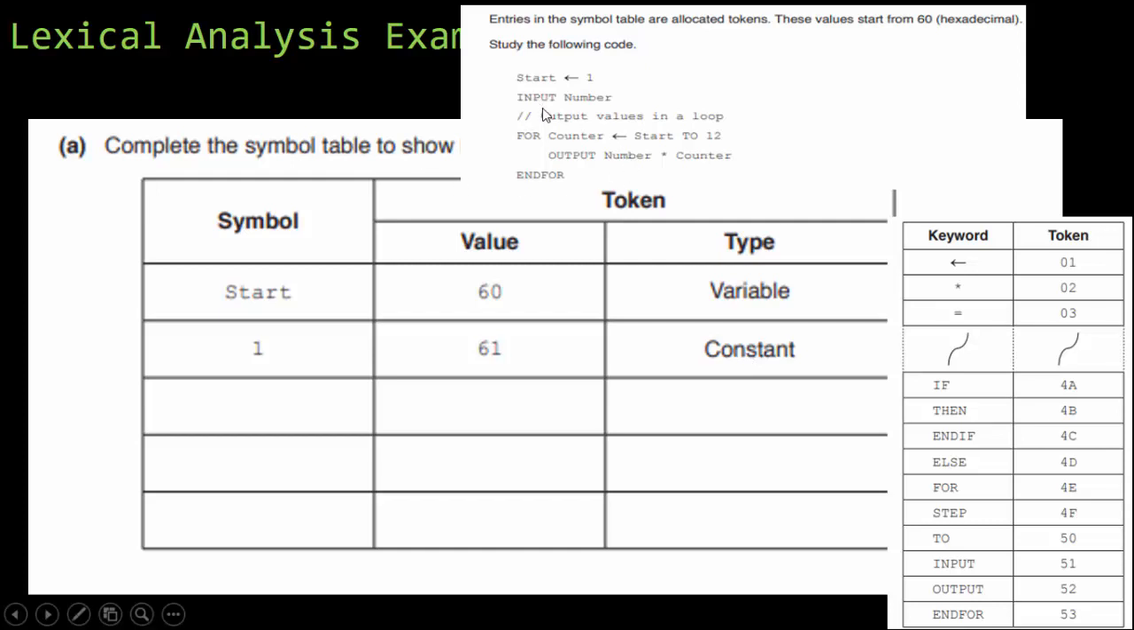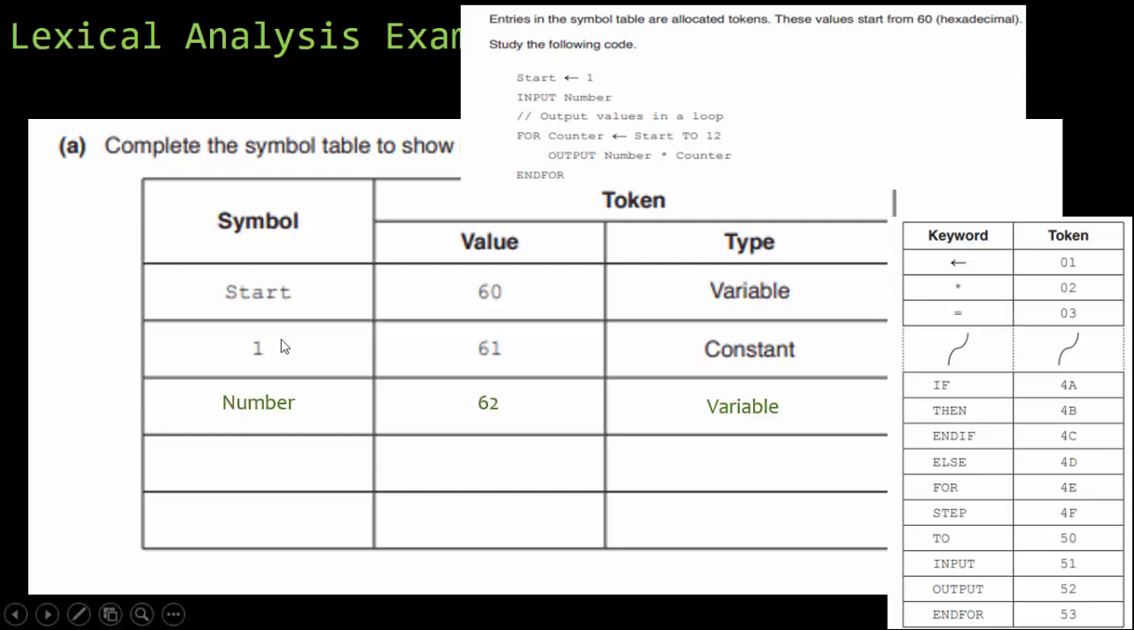I keep going. I look at input. Input, that is recognized by the compiler. I have number. Number is not recognized by the compiler, so I need to add that to my symbol table. Well, remember, these values started from 60. We've already done 60. We've already done 61. We need to point to a different address on the RAM, which is going to be 62. And number, is that always going to be constant? No, it's not. It's going to be a variable. And you'll start to notice right away when you have these words, most of the time, they're going to be variable.